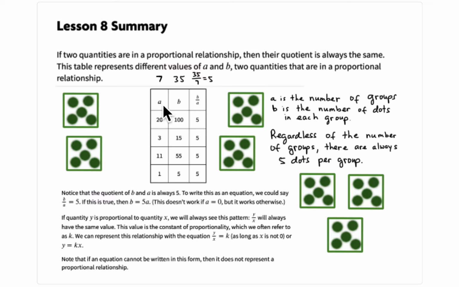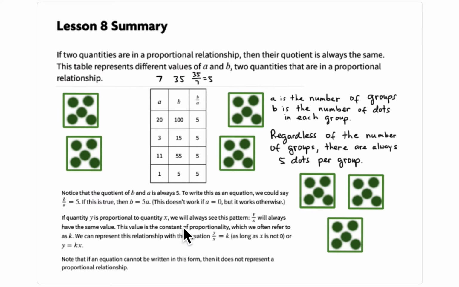However many groups I have, I multiply that number of groups by the 5, the constant of proportionality, and I'm going to get an answer in this case of 35. So A is the number of groups, B is the number of dots in each group, and that's 5 dots per group. Regardless of the number of groups, there are always 5 dots in that group. So that's proportional. If you double the number of groups, you double the number of dots. If you triple the number of groups, you triple the number of dots, and so on.